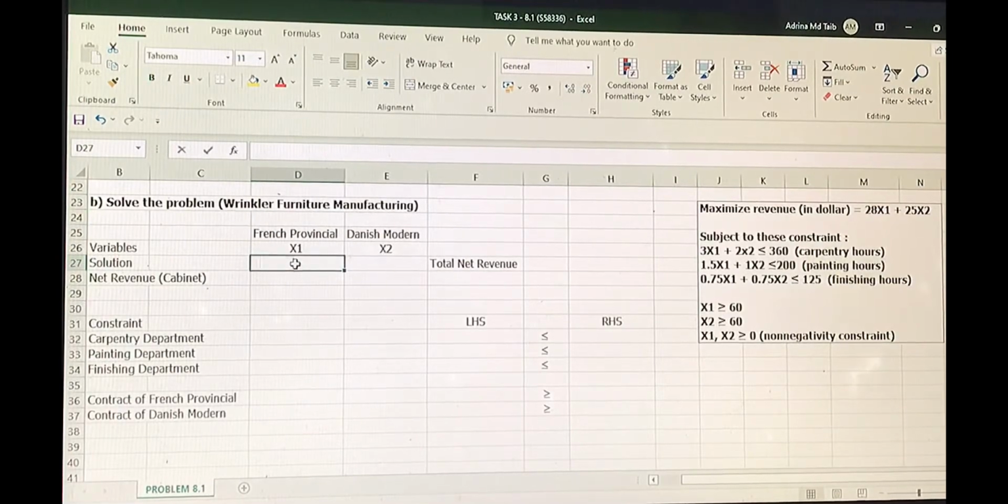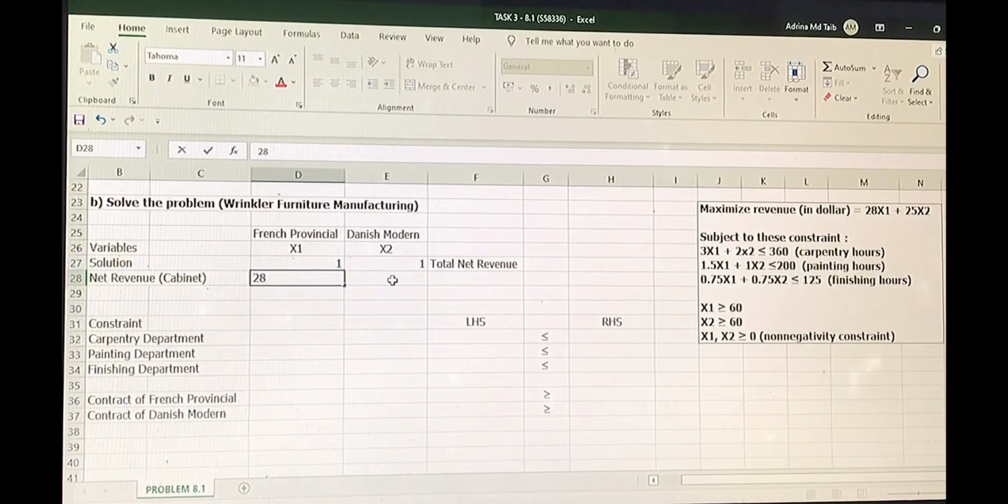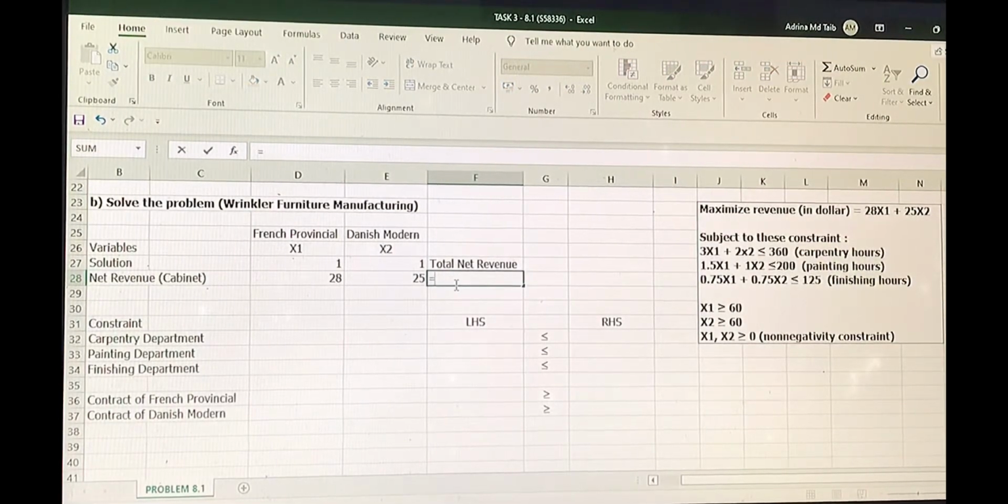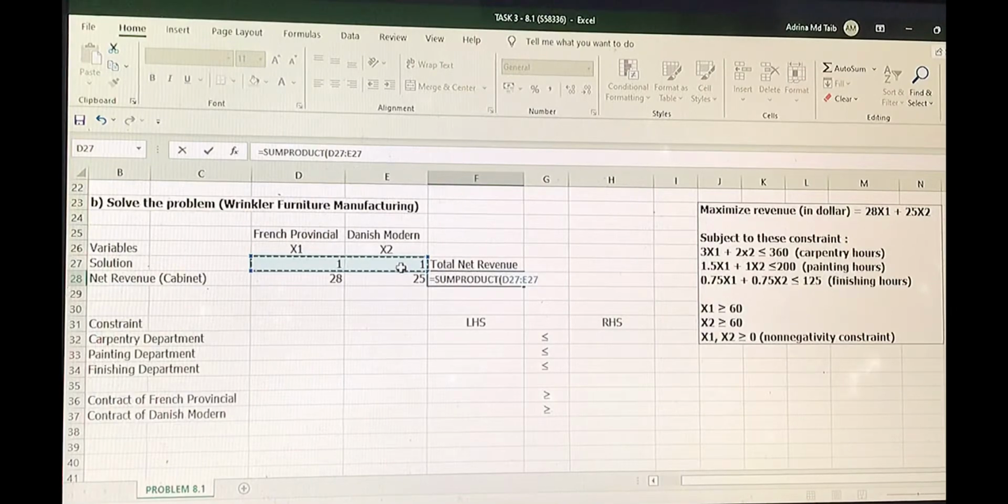So we continue for the solution. I put the value of 1 for x1 and the value of 1 for x2. The net revenue for x1 is 28 and the net revenue for x2 is 25. For the total revenue we use the function SUMPRODUCT, open the bracket, highlight the first line of solution values, put a comma, highlight the second line of the net revenue of a cabinet, close the bracket, and enter.